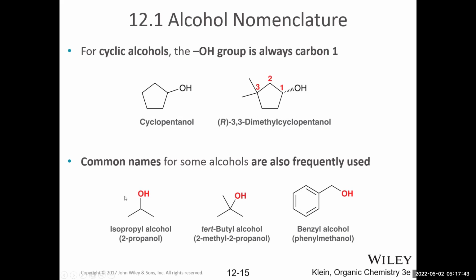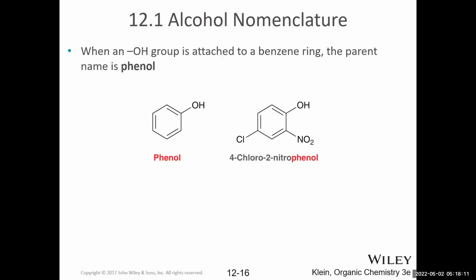For example, simple alcohols that have a simple R group and an alcohol can be named with the term alcohol as the parent. And then the simple alkyl group could be a substituent. So for example, isopropyl alcohol, tert-butyl alcohol. The IUPAC way for naming that would be 2-propanol or 2-methyl-2-propanol. And benzyl alcohol is also a common alcohol.